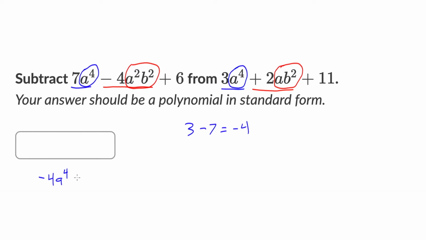So we got negative 4a to the fourth. I'm just gonna write this one next. So we got negative 4 minus 4 times a squared times b squared. Okay, let me fix the b, and I'm just gonna add positive 2 times ab squared. Okay, so that is what we got going on.